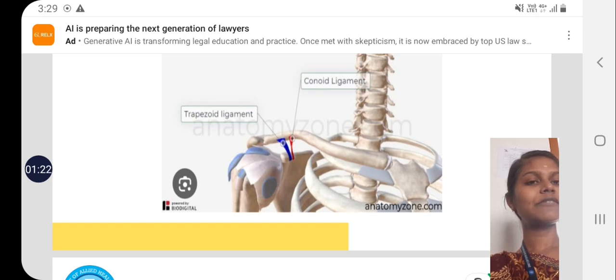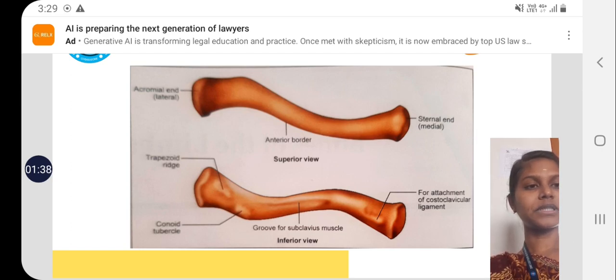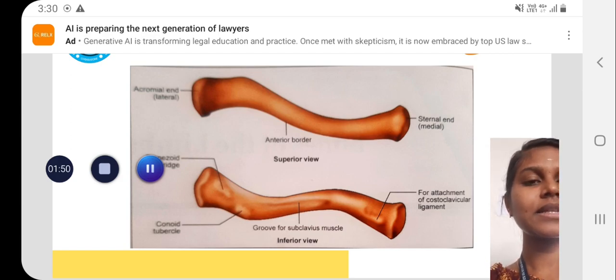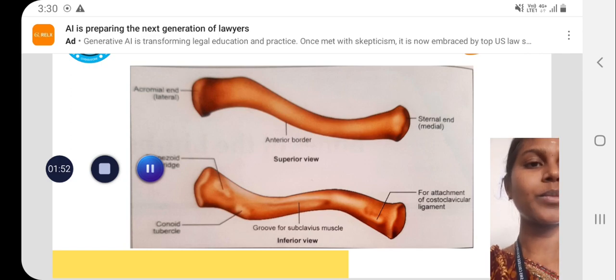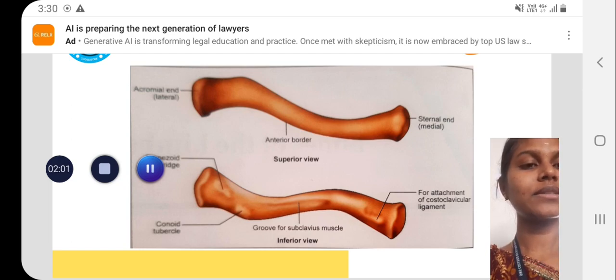Seeing this bone inferiorly, it contains the trapezoid ridge and conoid tubercle, where the corresponding ligaments arise and attach to the scapula. This is the superior and inferior view of the clavicle. The superior view contains the sternal or medial end, and the lateral end is the acromial end where it gets connected. The medial part is generally convex and the lateral part is generally concave. It is clearly pictured in the superior view.